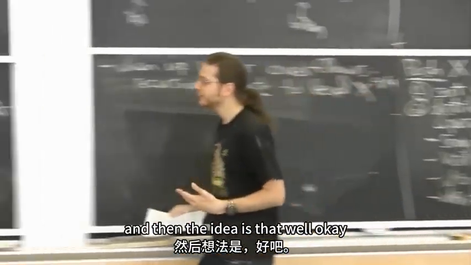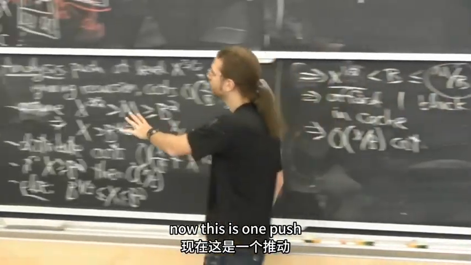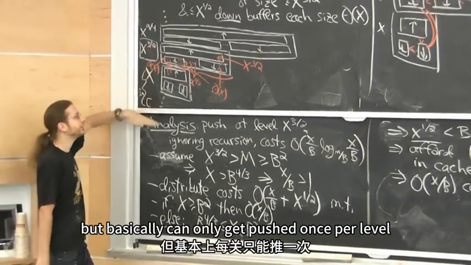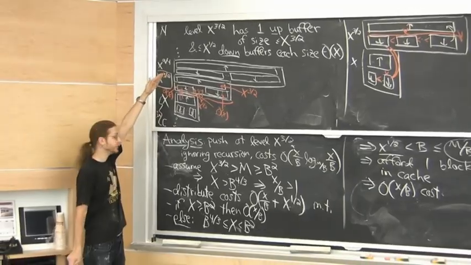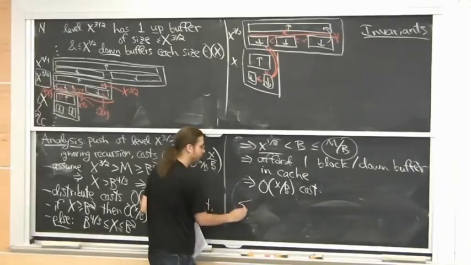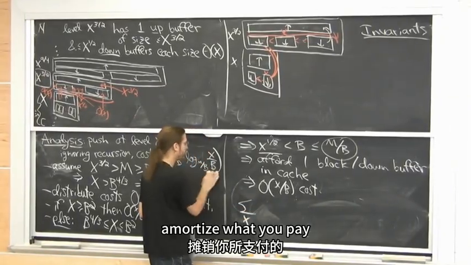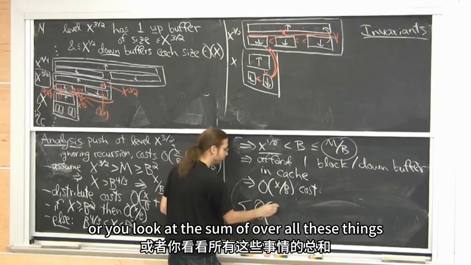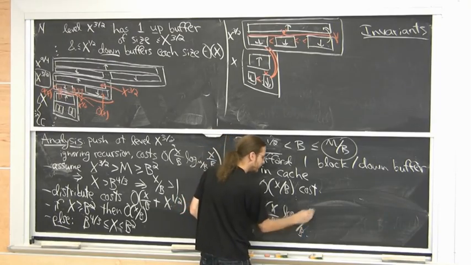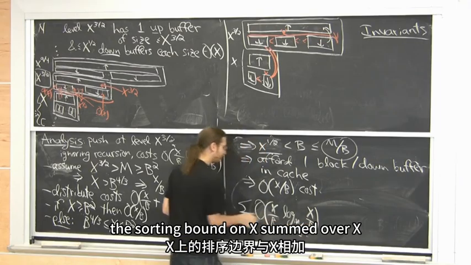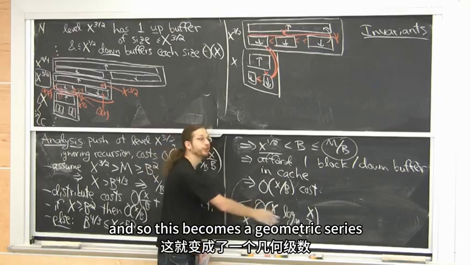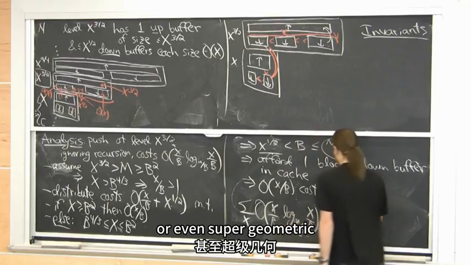And then the idea is that, well, okay, now this is one push. When we do an insert, that item might get pushed many times, but it can only get pushed once per level. So you end up taking this cost and summing it over all x. So if you look at an insertion, amortize what you pay, or you look at the sum over all these things, you get the sorting bound on x summed over x, where x is growing doubly exponentially. And so this becomes a geometric series, or even supergeometric.